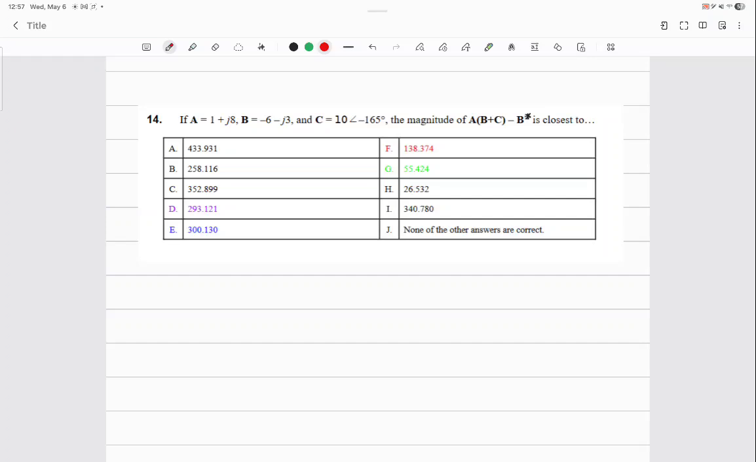Just one question before you answer. Which form would you prefer as your calculator answer? Polar or rectangular? Rectangular? What is the question asking? Magnitude. Can rectangular give you magnitude? No. It's polar. Do you have it? Okay. Was everyone able to get F as the magnitude in polar form?